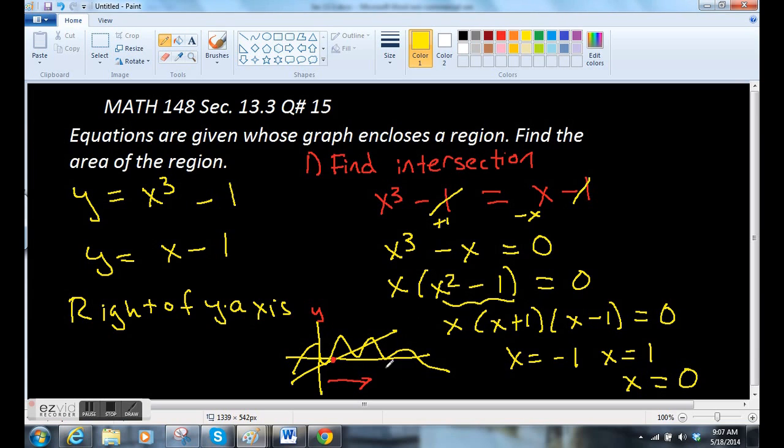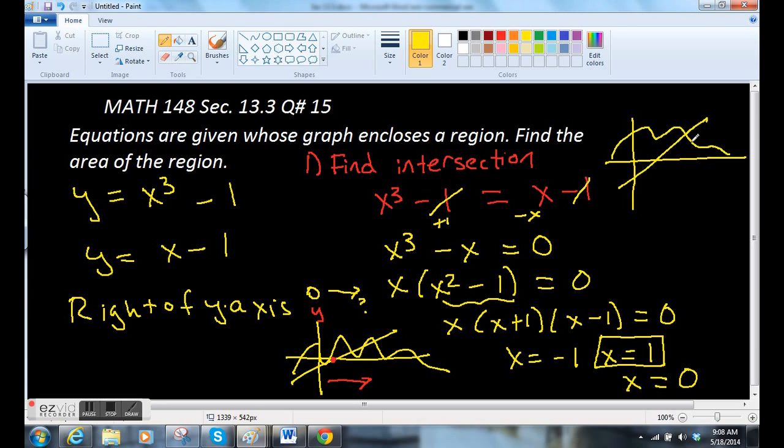So we want the positive side. So we know we're going from 0 to, we want to find the region enclosed, from 0 to what? We're going to pick positive 1. So we know that you have some graph that has a slope that goes up and some other fancy graph, and they intersect at 1. They are the same there. So we want this whole positive area.